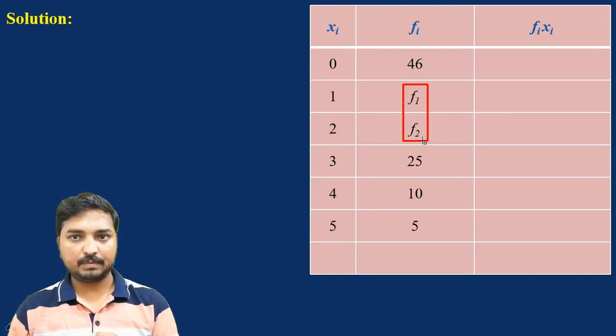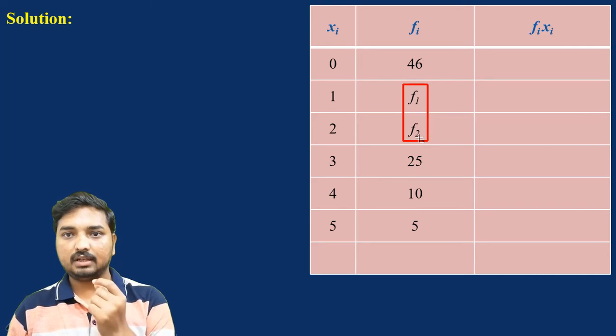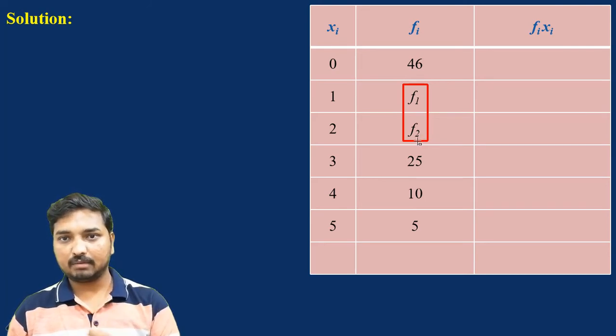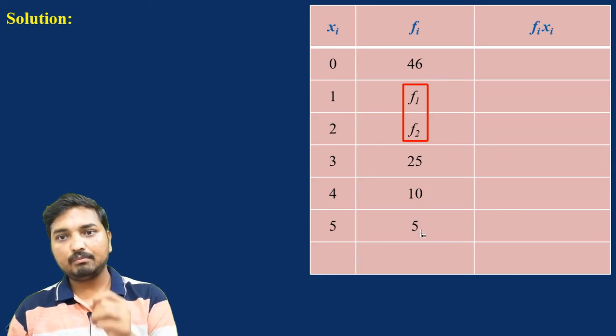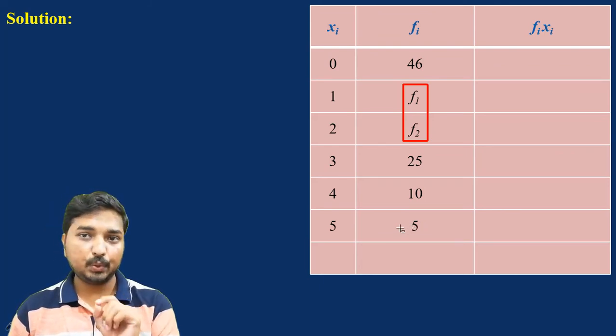What is the first step? You need to take the sum of the frequencies, which means the sum of the second column. Look here, you need to take the sum of 46, 25, 10 and then 5. Then you need to write plus F1 plus F2, because here there are two unknowns.